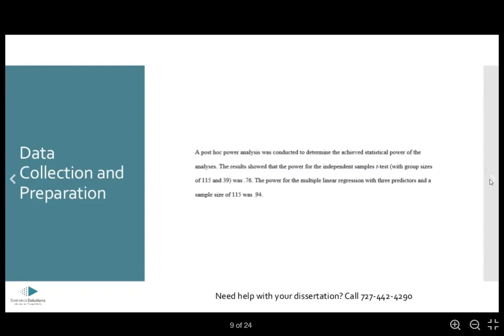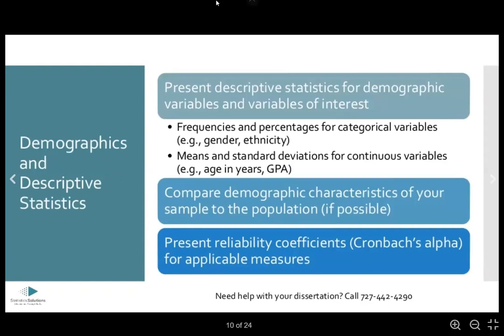So once you've given a detailed description of your sample, next you're going to talk about any descriptive statistics that you're going to be looking at for demographic variables and variables of interest. So typically the demographic variables will be pretty standard. You might be looking at things like gender, age, maybe race, ethnicity, some more basic demographics.